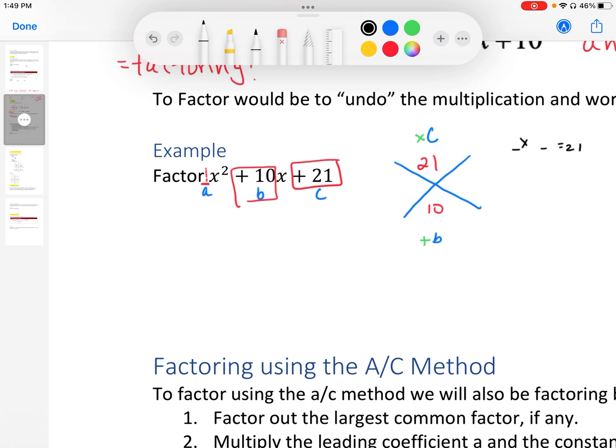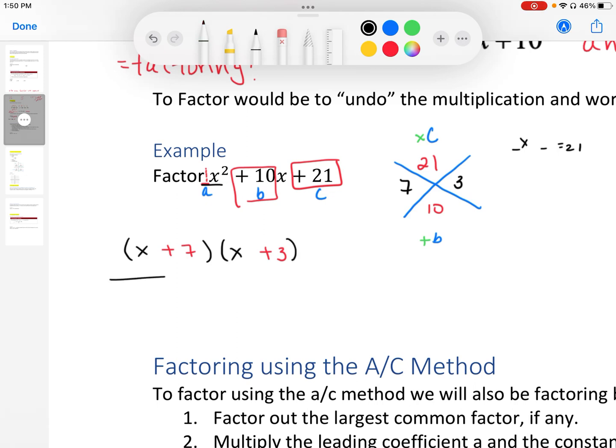In this case, 7 and 3 work, right? 7 times 3 is 21. 7 plus 3 is 10. So because we have an x squared, we're going to split that x into 2 factors, and our number that goes with it would be x plus 7 and x plus 3. We now have our answer, our 2 factors.